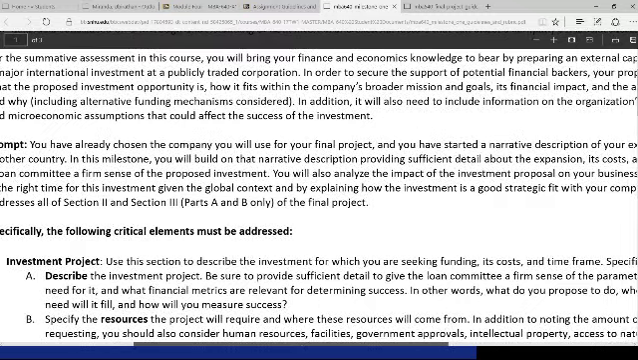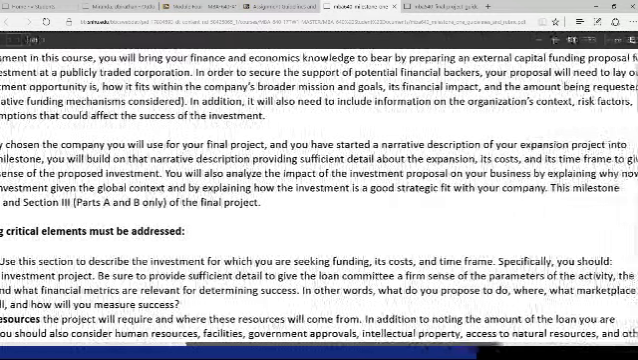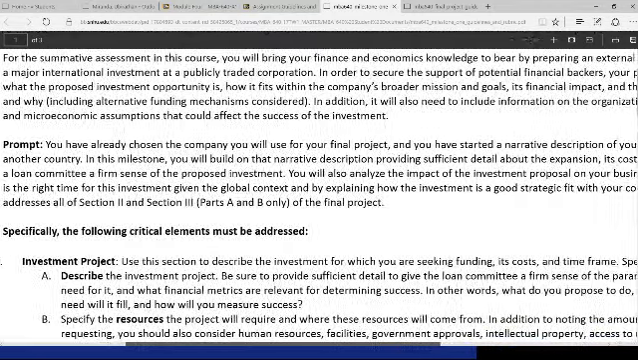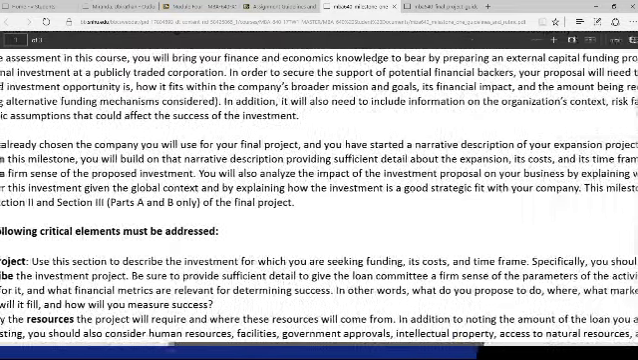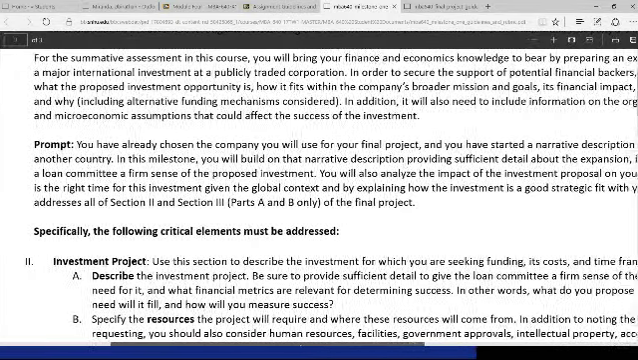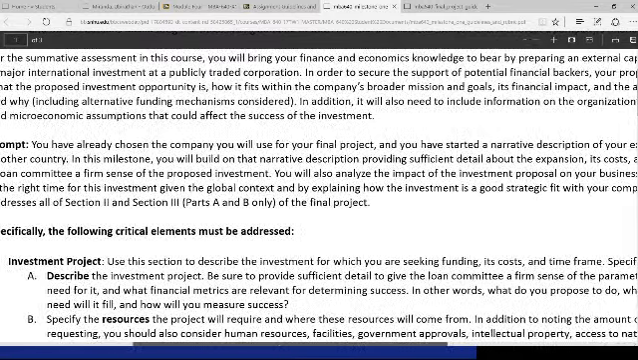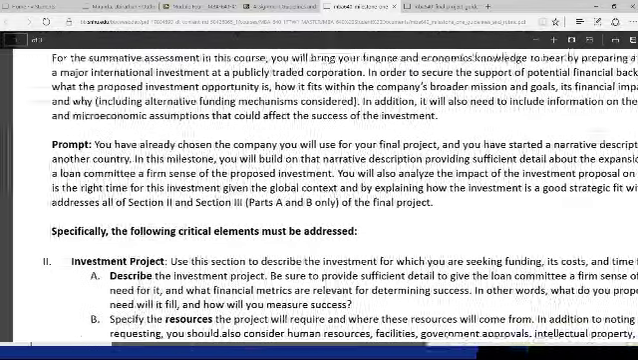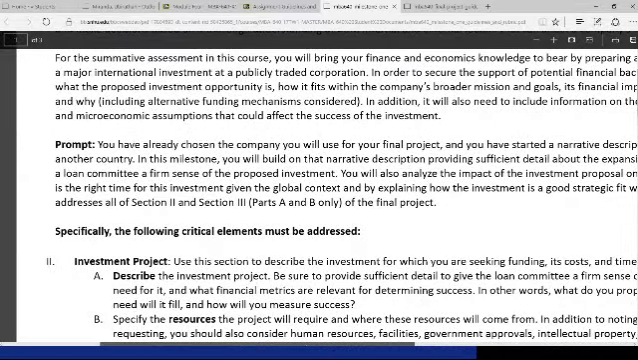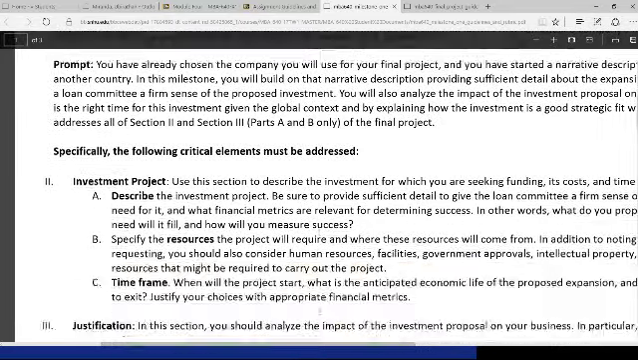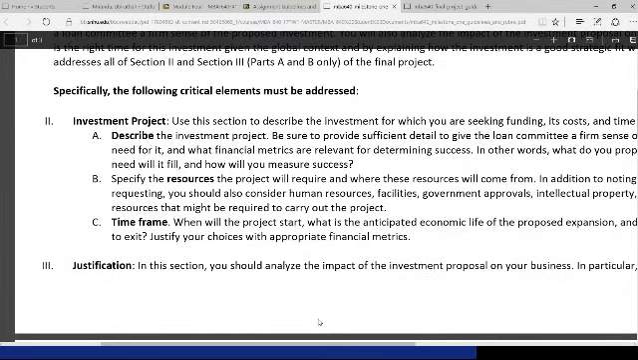In this milestone, you will build on that narrative description, providing sufficient detail about the expansion, its cost, and its time frame to give a loan committee a firm sense of the proposed investment. You will also analyze the impact of the investment proposal on your business by explaining why now is the right time for this investment, given the global context, and by explaining how the investment is a good strategic fit with your company. This milestone addresses all of Section 1 and Section 2, Parts A and B only, of the final project. Now let's really go into it, and we'll break down what it means.